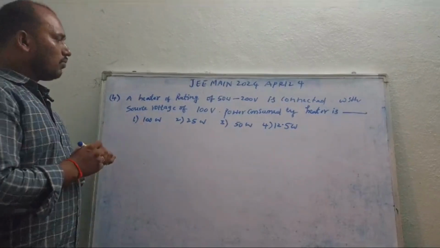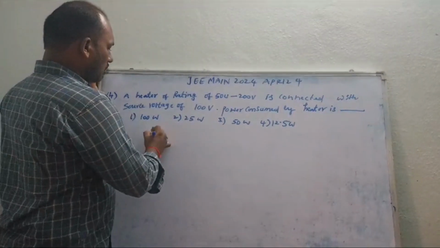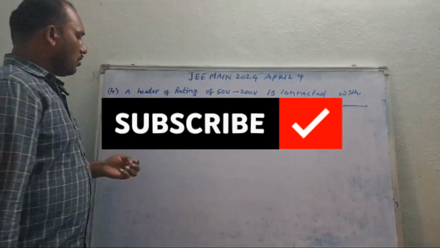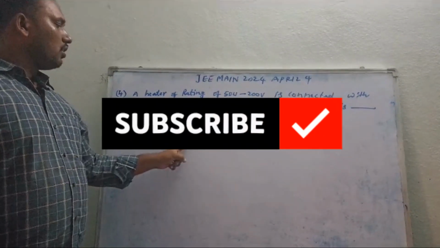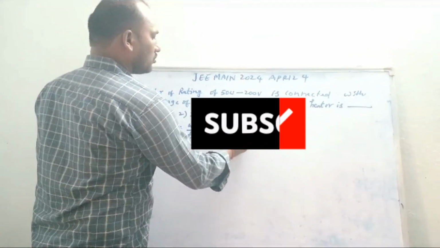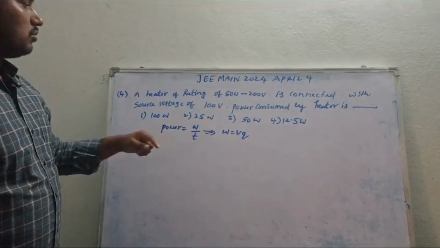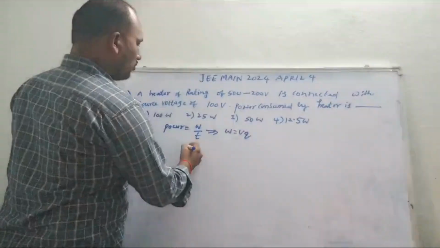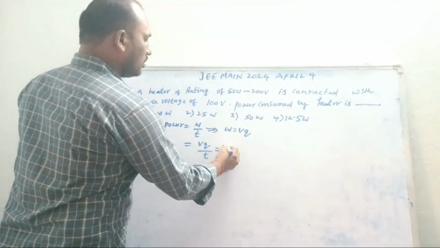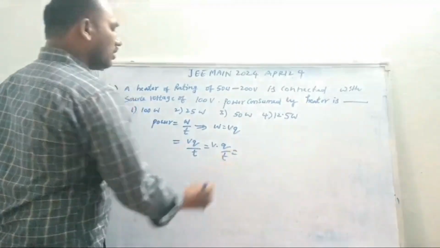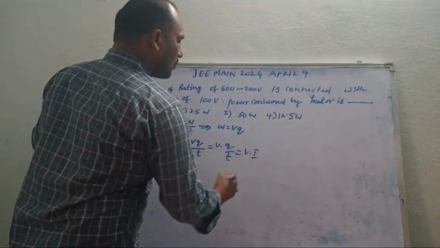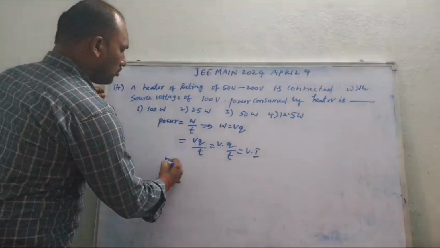For doing this problem, first of all we need to know what is meant by power. Power is work done divided by time. The rate of work done is called power. In electricity, we know W is equal to VQ. Substituting, P is equal to VQ by T, so V into Q by T. We know Q by T is current, so P is equal to V into I.